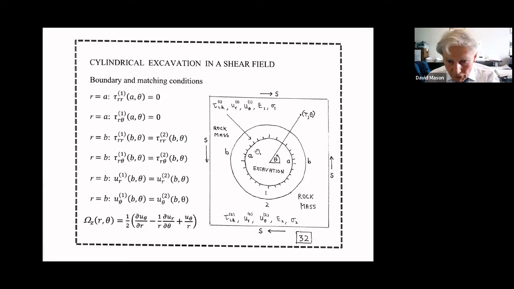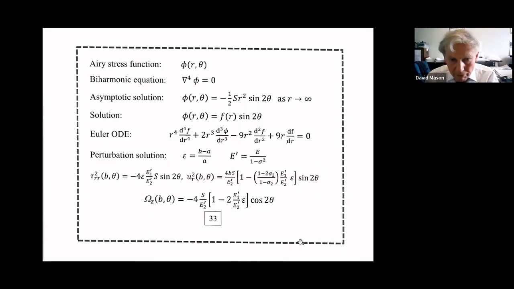You've got matching conditions. We've got stress-free here, and matching conditions: normal and tangential stress, normal and tangential displacement. Oh, sorry, up here, this is the interface between the liner and the rock. So you've got all the matching conditions there. And then you can look at things like the rotation of a rock element. Now, this problem can be solved analytically. That's the good thing about it, that we can investigate it analytically.